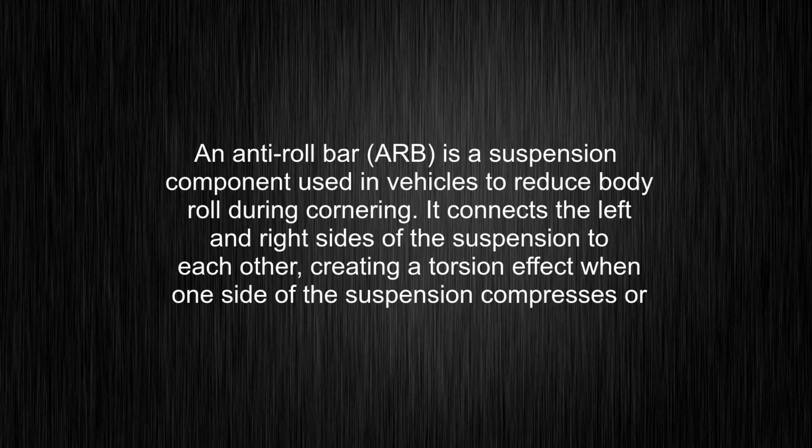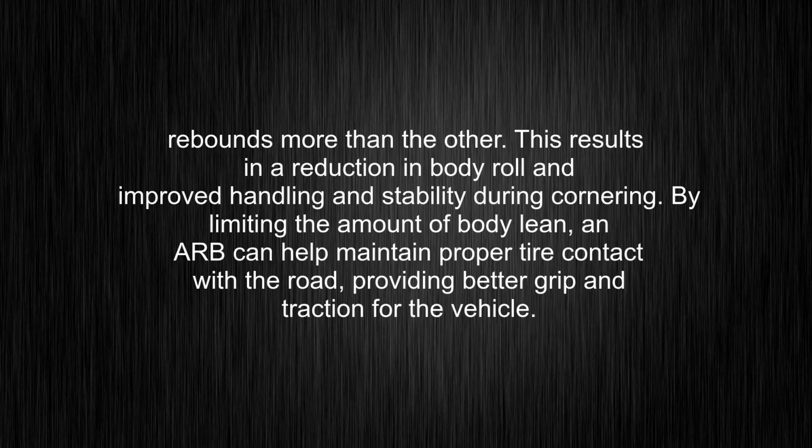An anti-roll bar, ARB, is a suspension component used in vehicles to reduce body roll during cornering. It connects the left and right sides of the suspension to each other, creating a torsion effect when one side of the suspension compresses or rebounds more than the other. This results in a reduction in body roll and improved handling and stability during cornering.